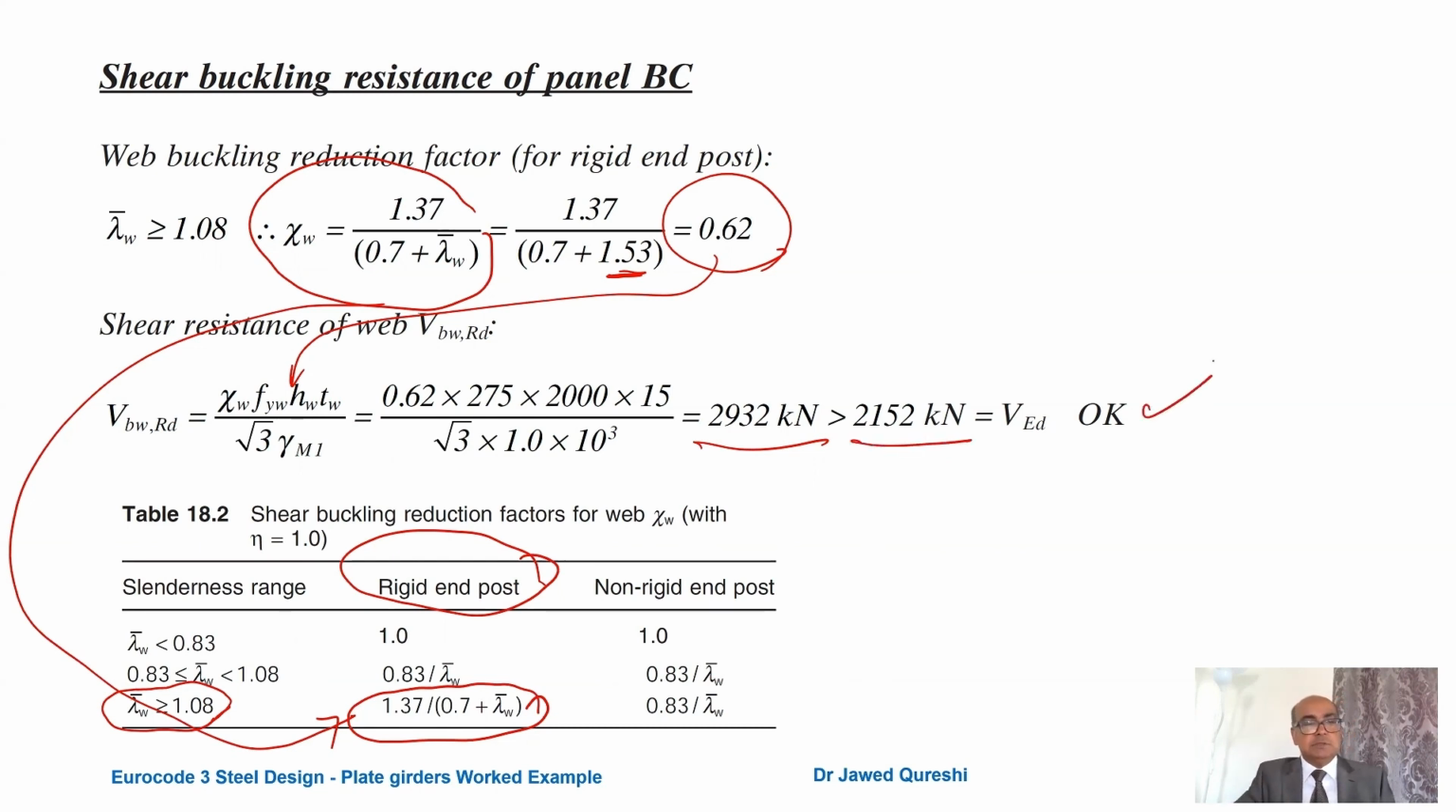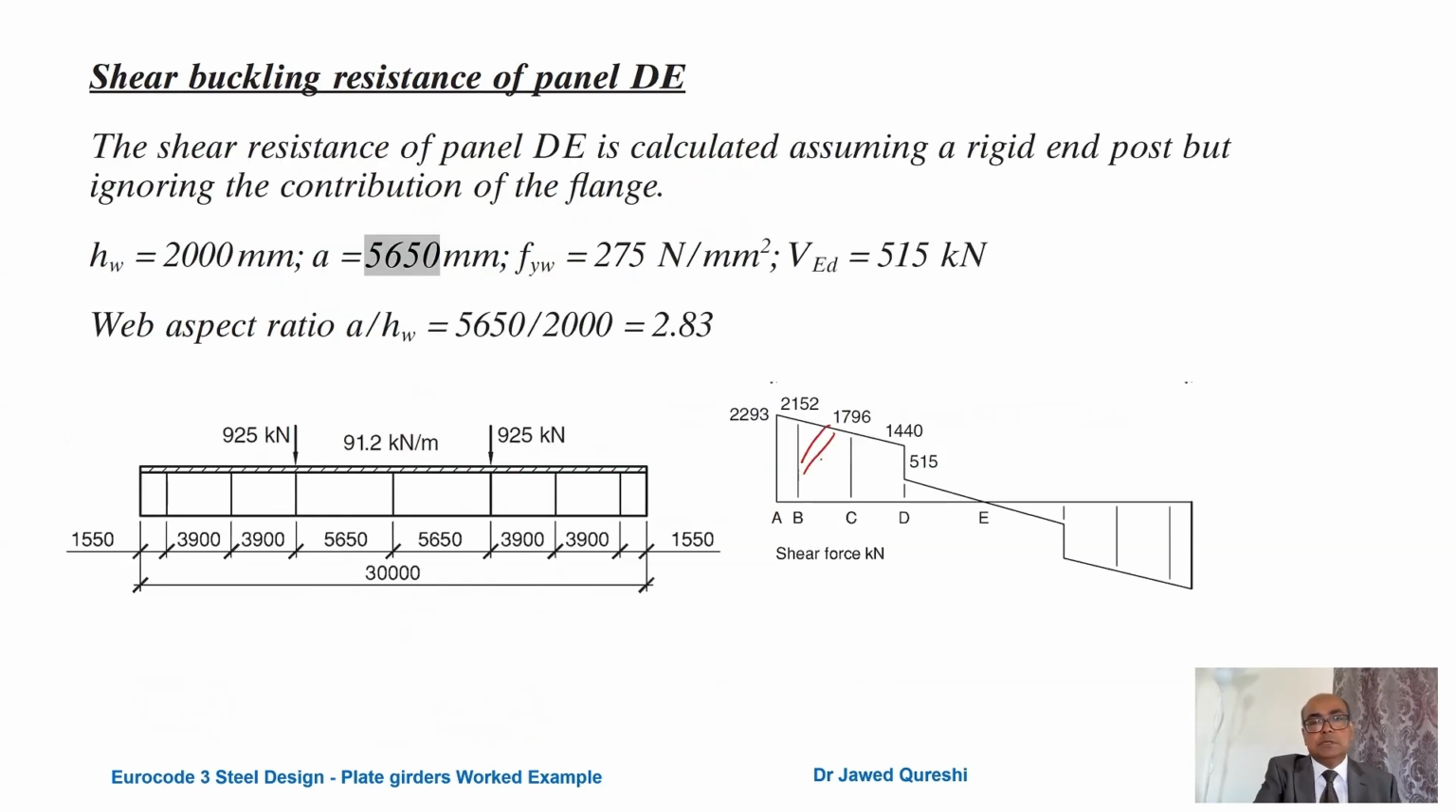It means that shear for this panel is absolutely fine. Once shear of this panel is fine, then we are not checking here C and D. It should be fine as well. So now we are focusing on D and E.